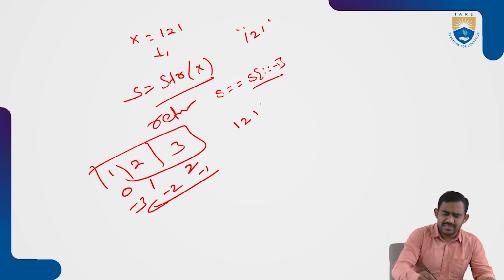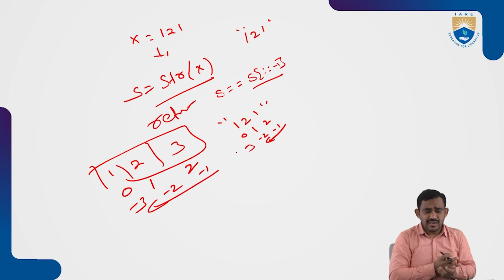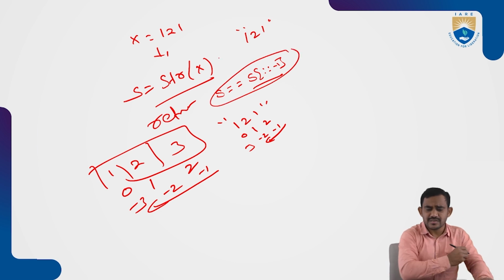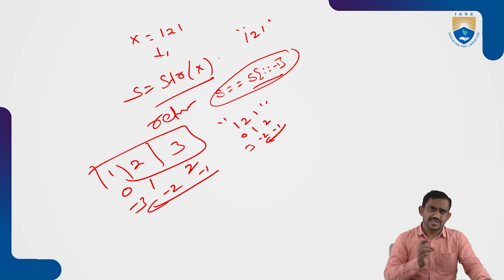Same with a string. Suppose 121 is my string, with 0th index, 1st index, 2nd index. You can traverse in reverse also: -1, -2, -3. That's why you can use the simple logic, colon colon -1 on your string. Okay, we'll write this program in Python.